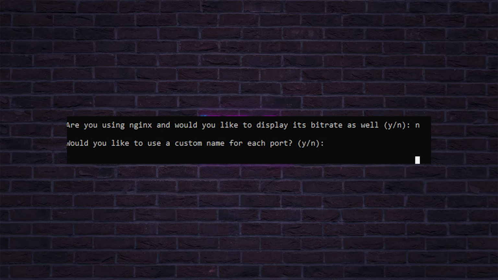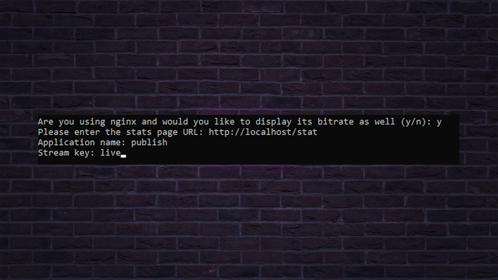It'll be better if you had it with the server, but that's up to the cloud server owner that you're working with. And just follow the information that's mentioned on the screenshot here. Enter the stats page URL, then the application name and stream key. I just use the standard default information for this test.